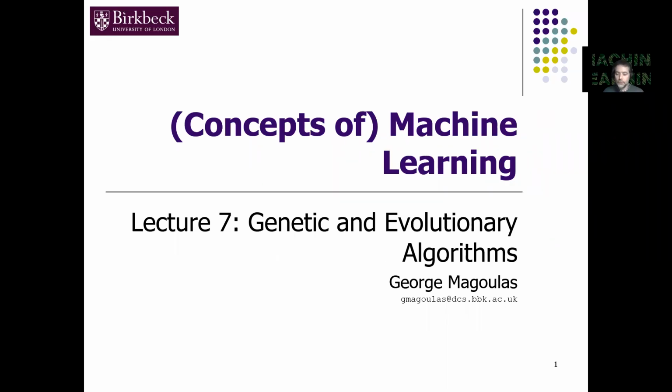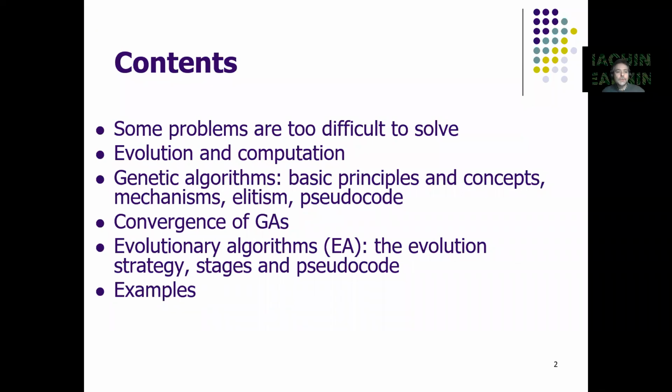It's about genetic and evolutionary algorithms. I'm going to start with some examples of problems which are too difficult to solve with conventional methods, and then explain the notion of evolution and how these concepts from human evolution have been converted into computational models. And I will introduce one of these models. It's called a genetic algorithm.